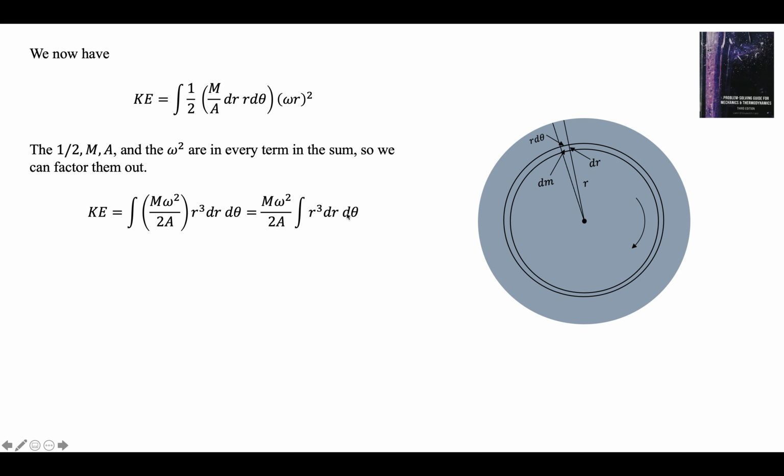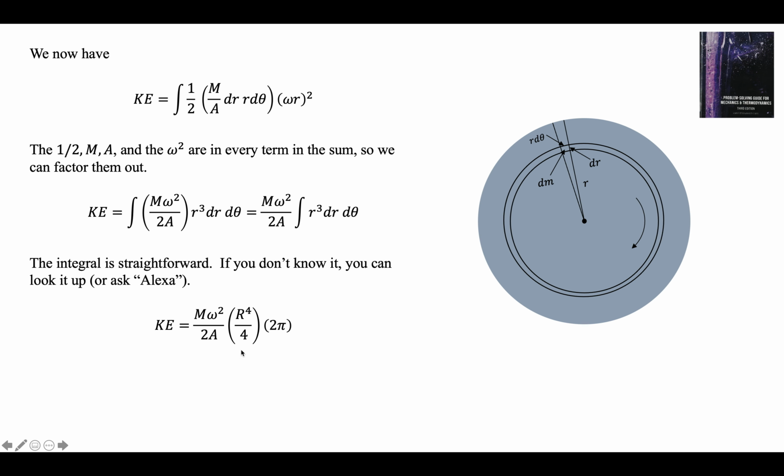Integral of d theta is 2 pi all the way around. Integral of d theta is theta and then goes from 0 to 2 pi. R cubed dr is r to the 4th over 4. That goes from 0 to r. And if you don't know it, you can just ask Alexa. Hey Alexa, what's the integral of r cubed dr? Alexa will tell you.